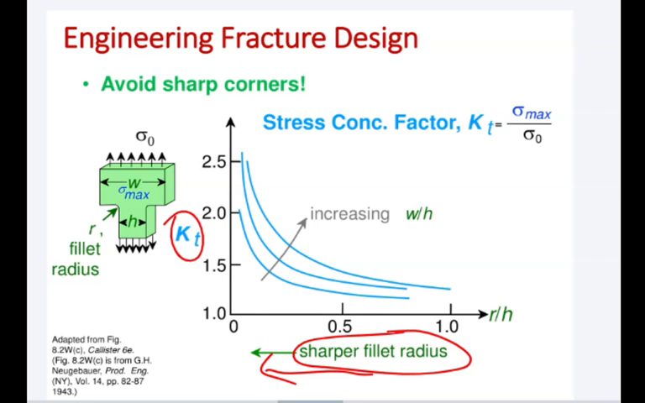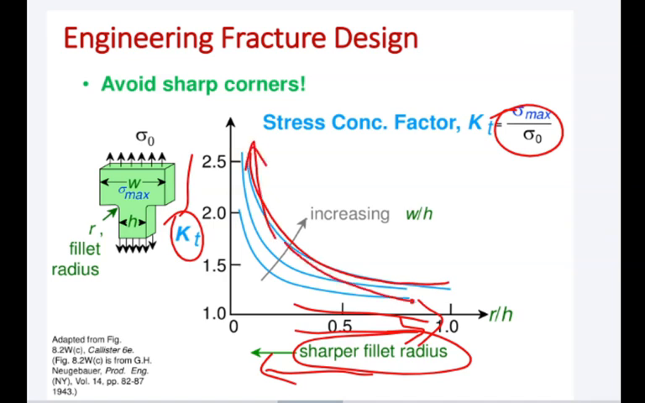If you keep the corner sharp, whatever you do, you will have a high stress concentration factor, which you don't want. So the ratio here is high, you see? And as we increase the fillet radius, going in this direction, the stress concentration factor is reduced, right? In this way. So we don't want a high stress concentration factor, we want a low stress concentration factor.